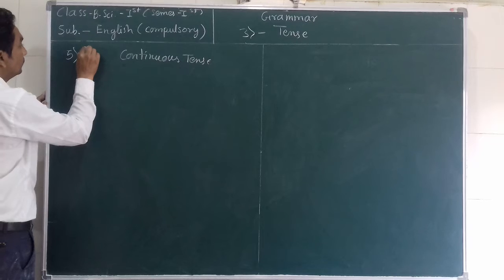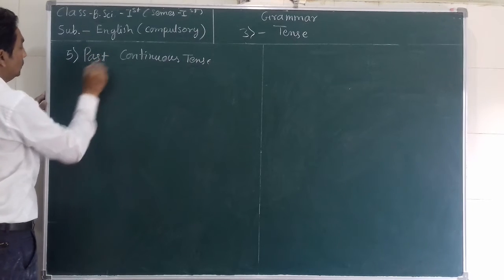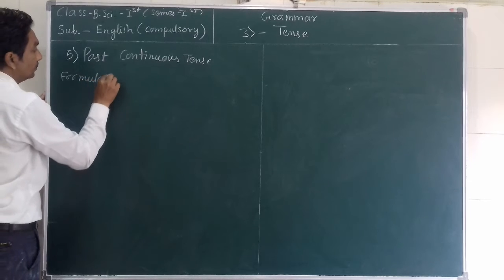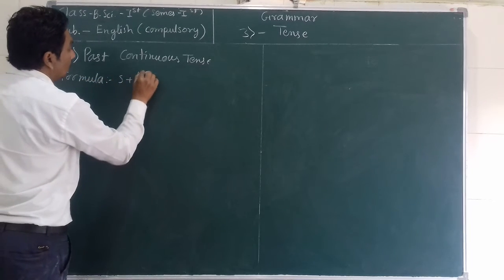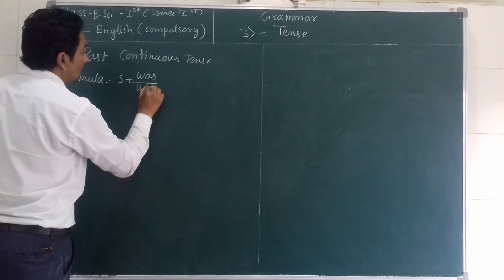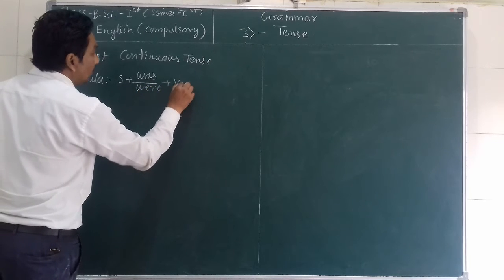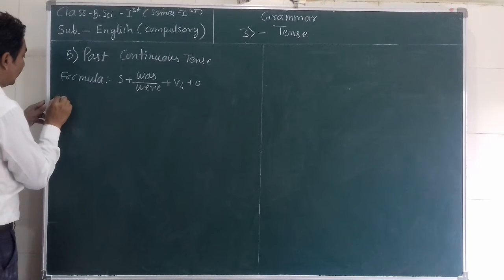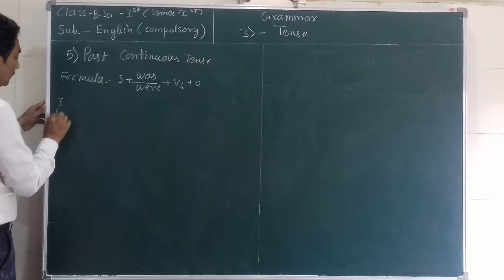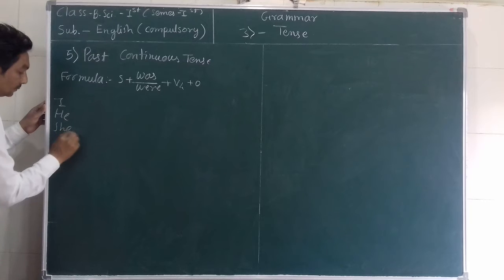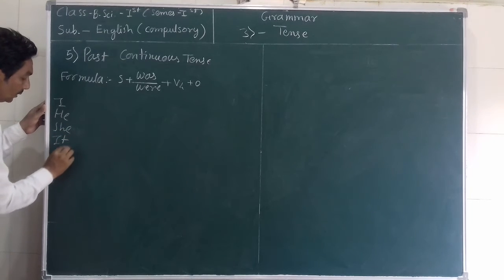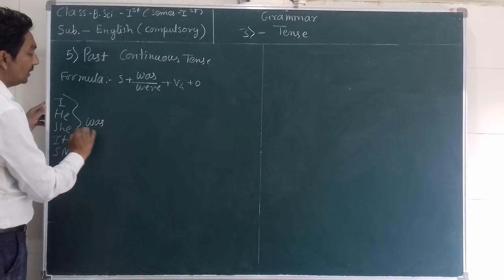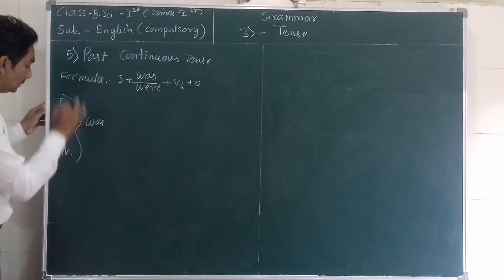Number 5, past continuous tense. Formula: subject plus was or were plus V4 plus object. So if the subject is I, he, she, it or a singular noun, always take was to form the past tense to be found in front of this subject.